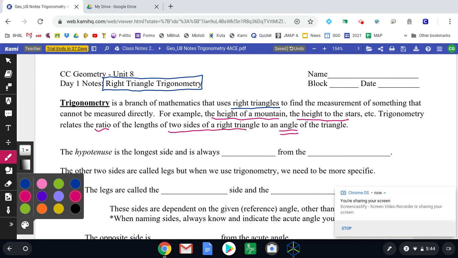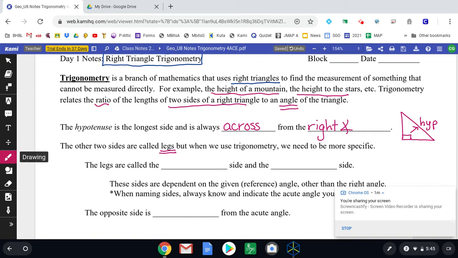So the first thing we have to be able to do is name the sides of our triangle. If we can name the sides, this is going to be one of the easiest things you've ever done. The hypotenuse is always the longest side, and it is always across from the right angle. So remember, if I have a right triangle, right here is my hypotenuse, always. Now, the other two sides we're going to call legs, but we have to be more specific. So the legs are going to change depending on where the angle that we're talking about is.